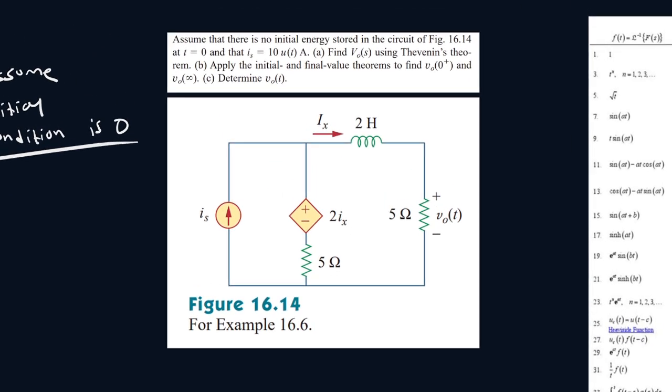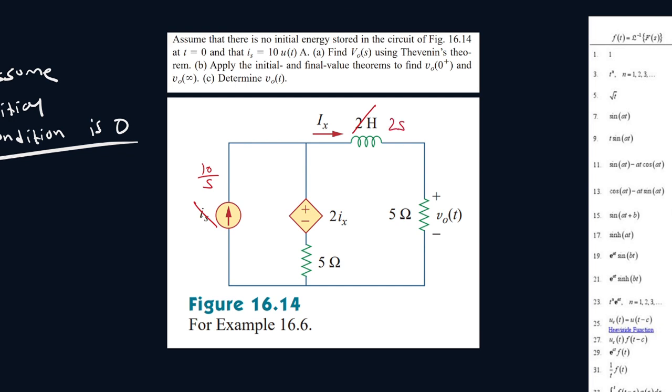So we know I of S is equal to 10 times the unit step function, because that's what it said in the equation. And we know the Laplace of this would just be 10 over S. The Laplace of this will just be 5 ohms. The Laplace of this will be 5 ohms. The Laplace of this will just be S times the inductance, so just 2S.